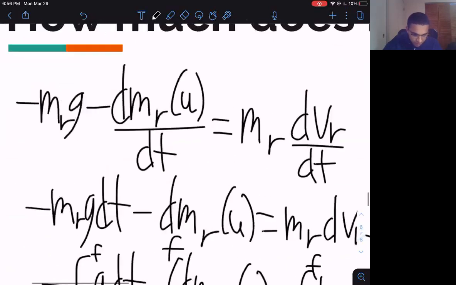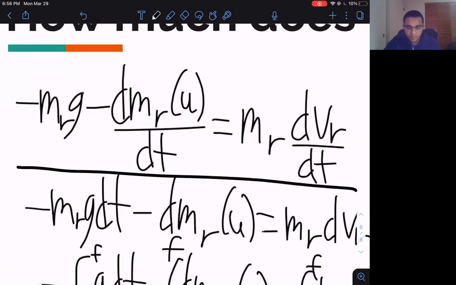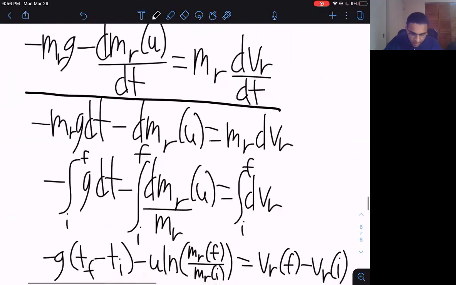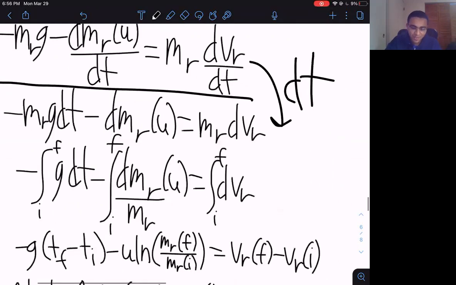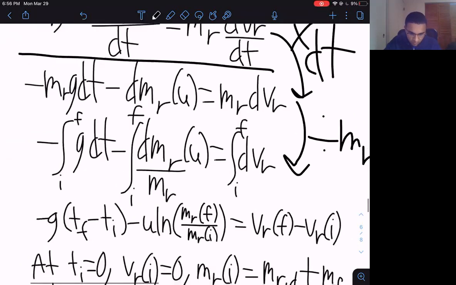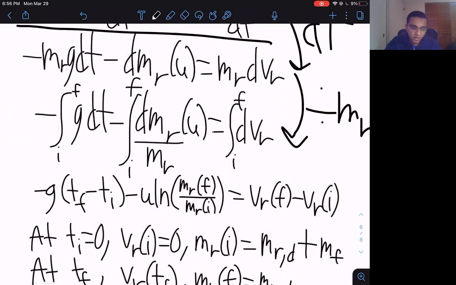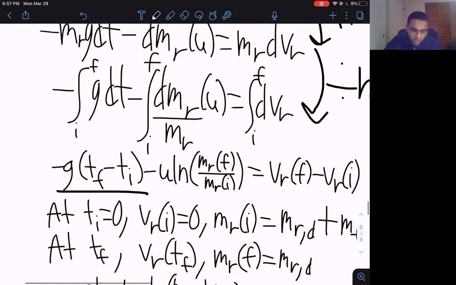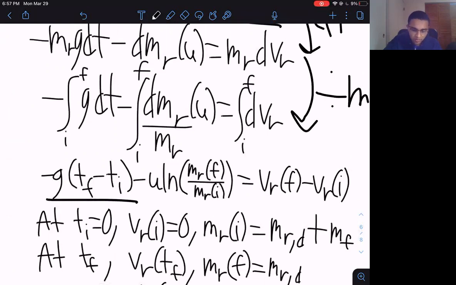Let's finish up now. We had some of our terms from before. Next, we're going to divide out dt, or rather multiply through by dt. Sorry about that, guys. We're going to multiply through by dt on the next step, and then divide out by m sub r. Here we're dividing out the m sub r. And then we can integrate on both sides from the initial to final. First, on the far left, we integrate from initial time to final time, and you get this, using some basic calculus. Next, you want to integrate dm sub r over m sub r from the initial mass to the final mass, and you get this.